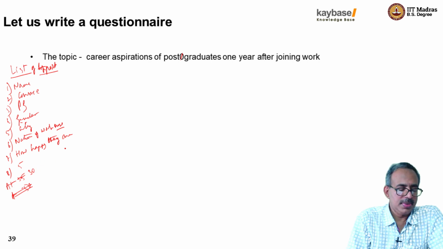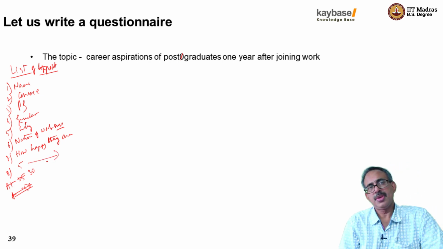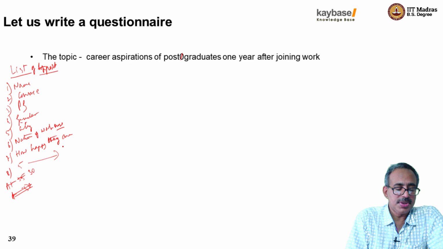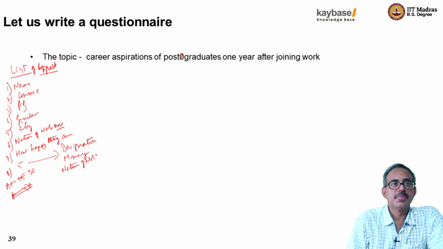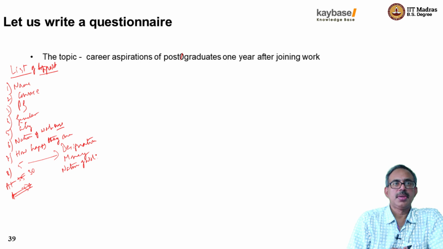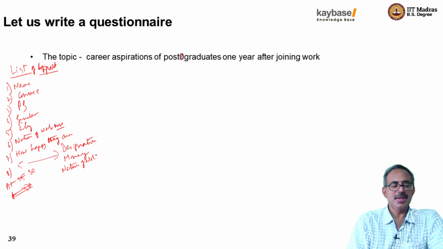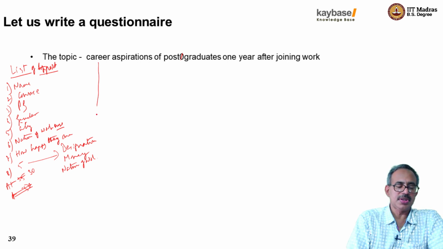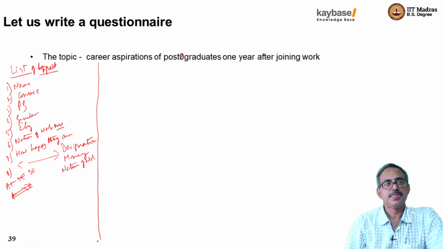Okay. Now, when we say what you want to be, what are the variables that come? Do we talk about designation? Yes. Do we talk about how much money they will be earning? Do we talk about the nature of the work they will be doing? Okay, we are not here to debate this, but let's just say this is the list of things that we want to find out.